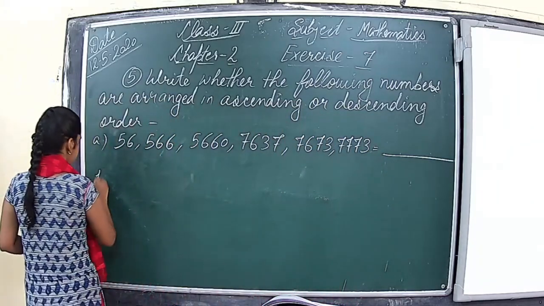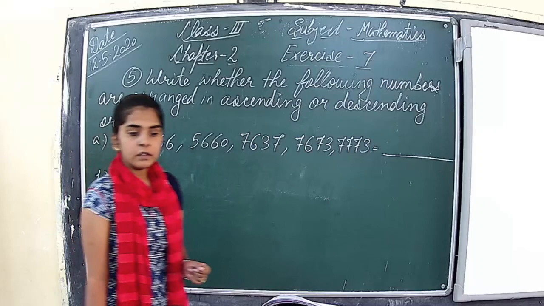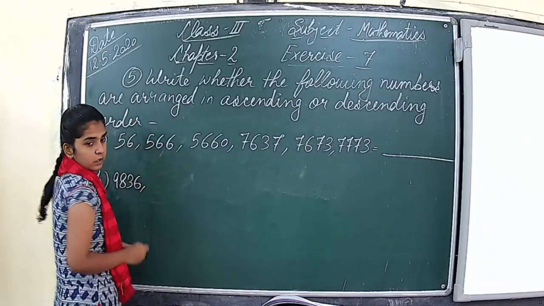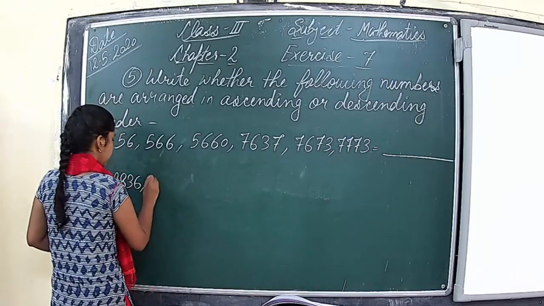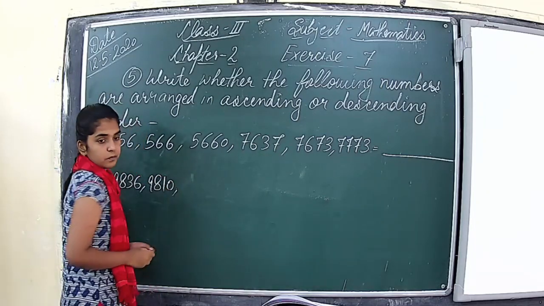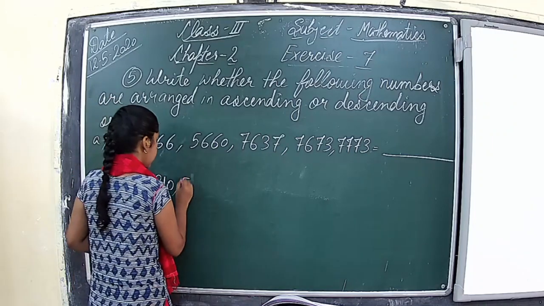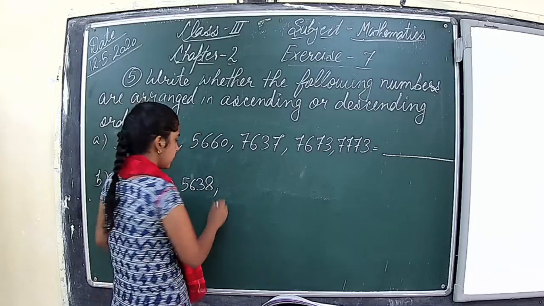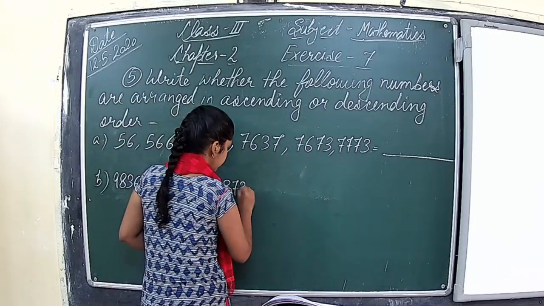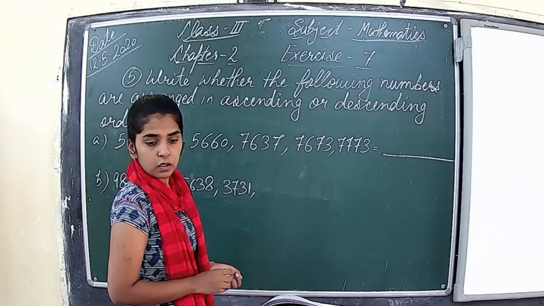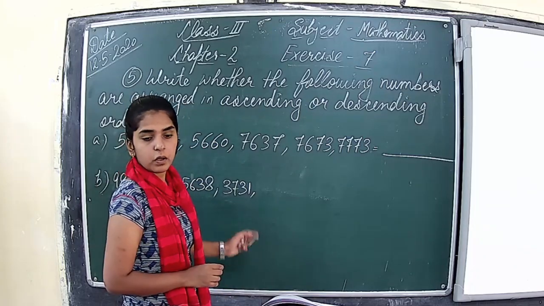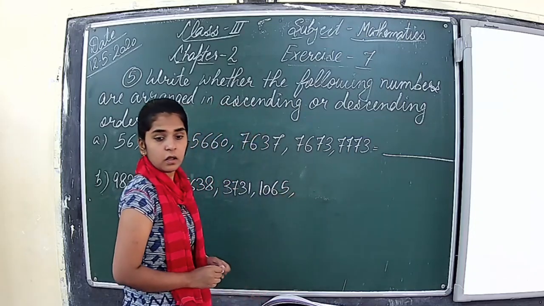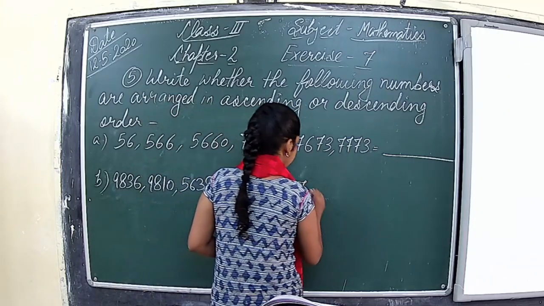Second part is 9836, then 9810, then 5638, then 3731, then 731, then 1065, then 785.